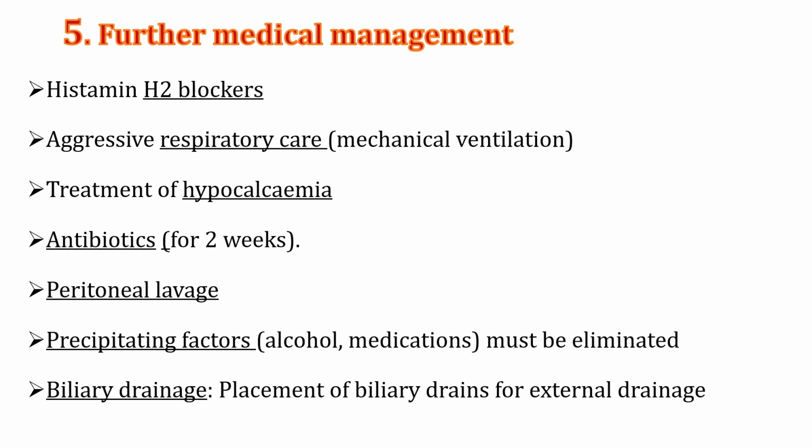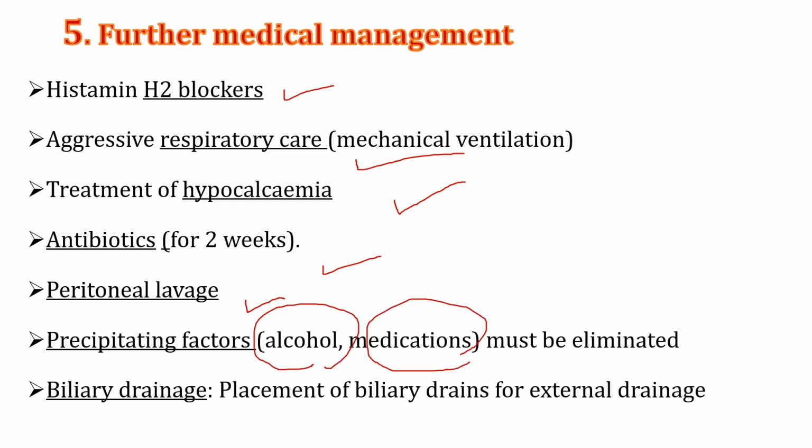Regarding the other medical management, which includes administration of histamine H2 blockers to prevent stress ulcer development, and starting aggressive respiratory care via initiating mechanical ventilation to provide respiratory support, then correcting the electrolyte imbalance, including hypokalemia and hyponatremia, then administering antibiotics for 2 weeks, then providing peritoneal lavage for decompression. All precipitating factors such as alcohol and toxic medication should be eliminated, and finally insertion of biliary drainage for external drainage of biliary secretion.